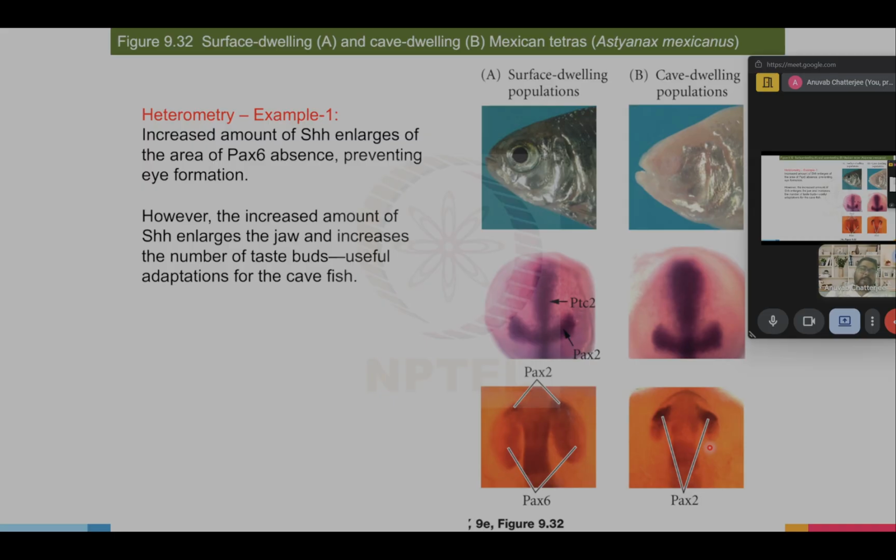The reason for this kind of evolution is that the cave dwelling fishes develop other senses to figure out where they are in the dark cave environment, which need a lot more resources, and they gave up their eyes in order to push the resources towards that end and form the other structures. All of this is contributed by heterometry, which is a change in the amount of sonic hedgehog, which causes abolishment of the eyes and allows more and more input to go towards development of other senses.